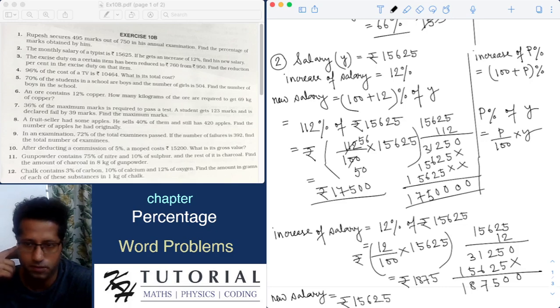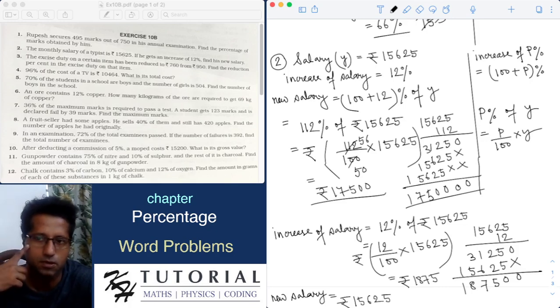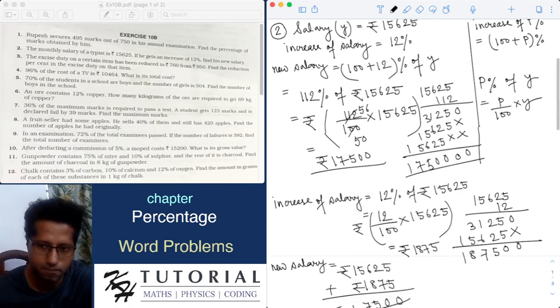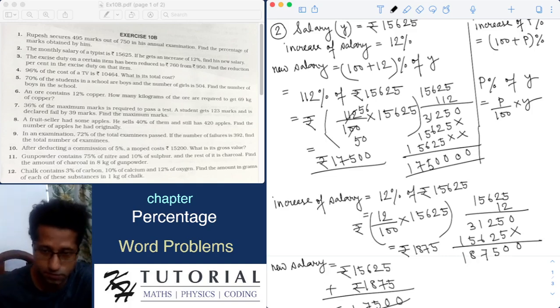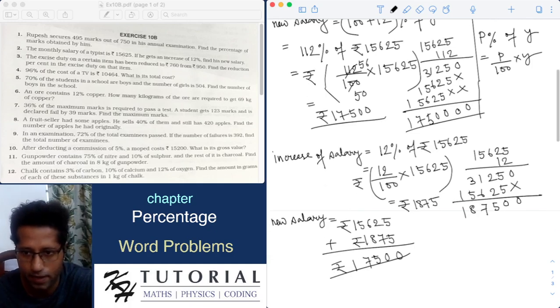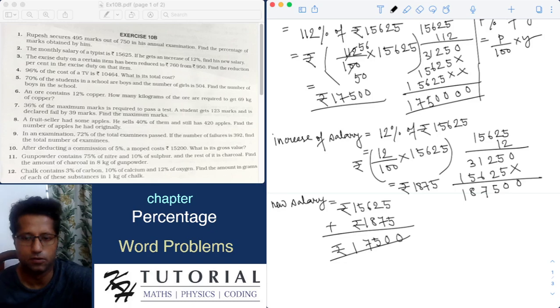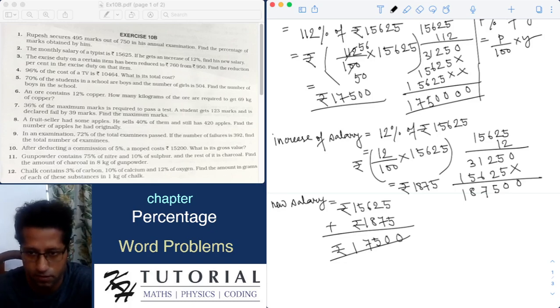In method 1, we calculated the new salary directly by using the 112 percentage, because there was an increase of 12%. Increase of 12% means the new percentage will be 100 plus 12, that is 112. So 112 percentage of the original salary. And in the second method, by using the 12%, we only calculated how much salary got increased. So the amount of increase in salary comes out to be rupees 1,875, and then we added this increase to the original salary and we got rupees 17,500.